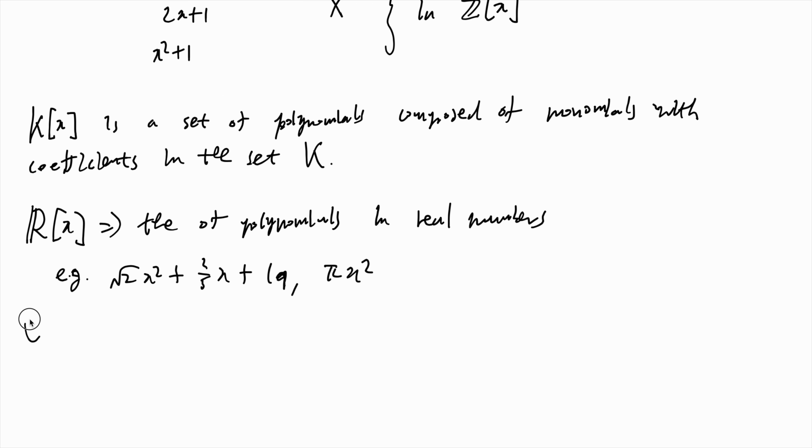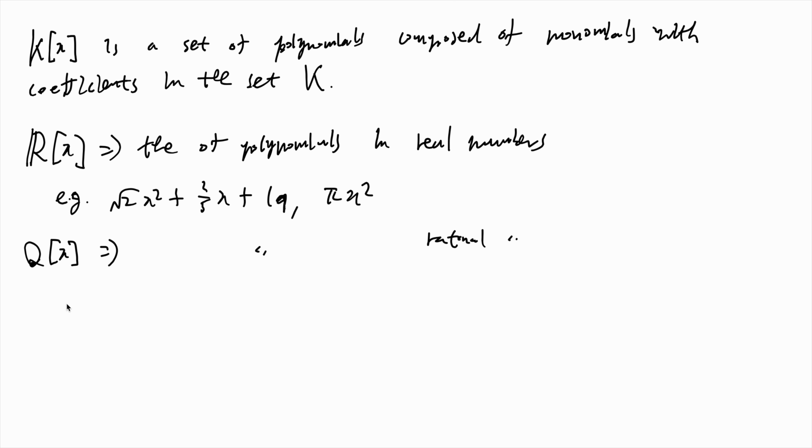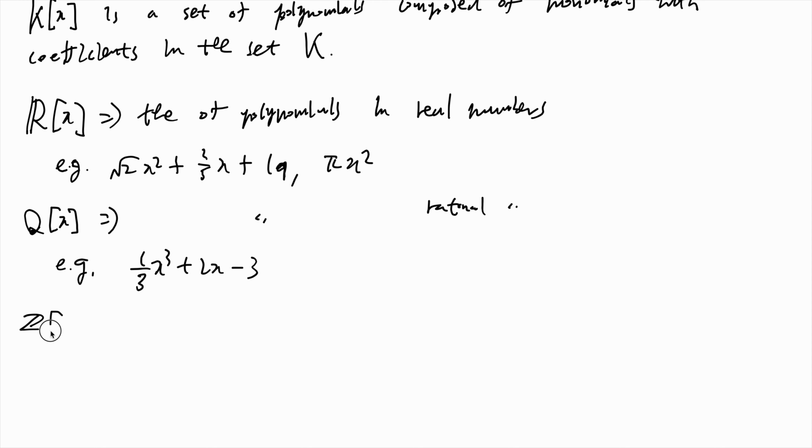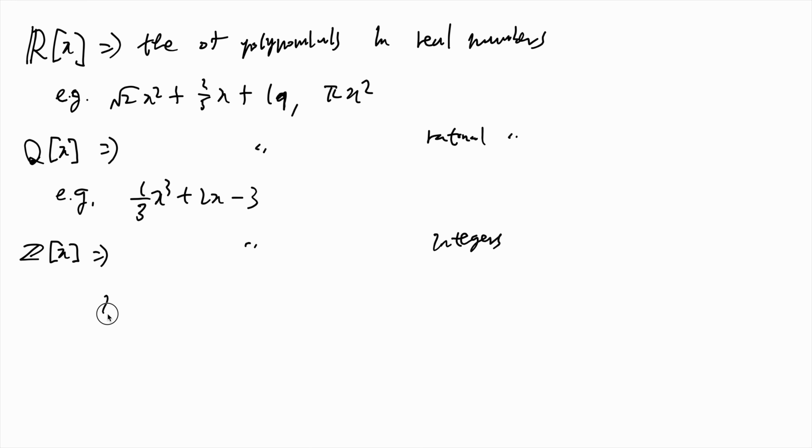And then the rational numbers. Oh, it's not quotient, sorry. In rational numbers, for example, it would be like x cubed plus 2x minus 3, something like this. And obviously this one would be in integers. So for example, 2x squared plus 5x and so on.